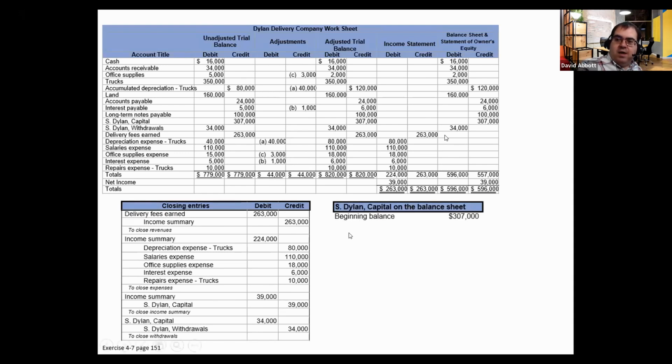And so we see here that the beginning balance for S. Dillon Capital was $307,000. Add the net income of $39,000, so that gives a balance of $346,000. So we have to subtract the withdrawals of $34,000. That leaves what would be in S. Dillon Capital. The ending balance would be $312,000.